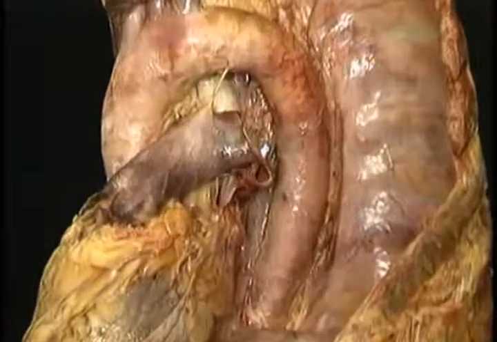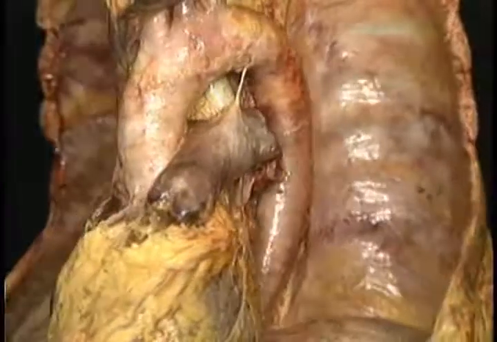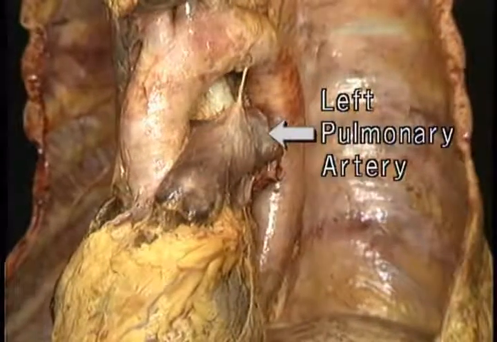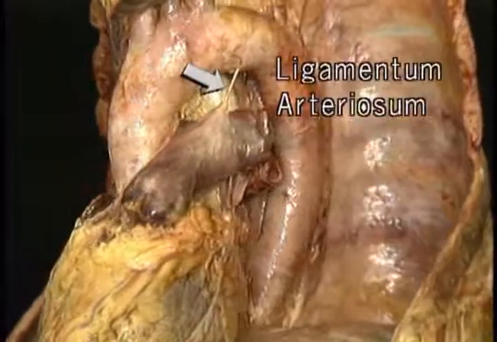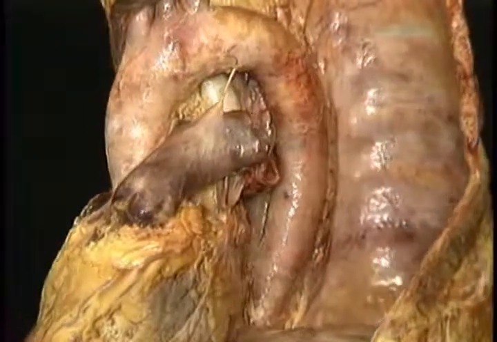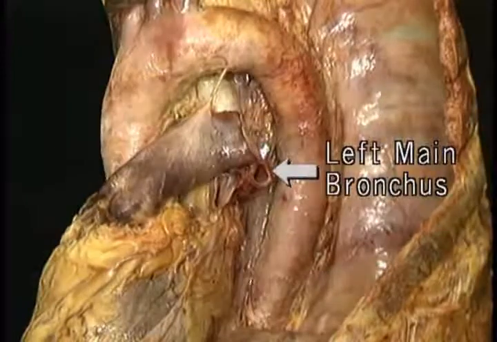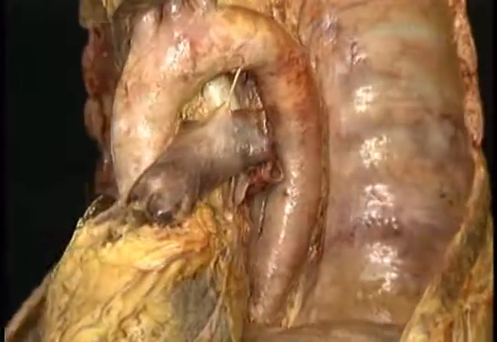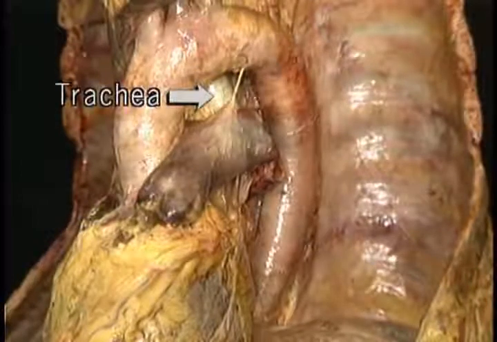Beneath the arch of the aorta is the pulmonary trunk, dividing into the two pulmonary arteries. Here's the left one. This is the ligamentum arteriosum. Also beneath the arch are the left main bronchus and the left pulmonary veins. To the right of the arch is the lower end of the trachea.